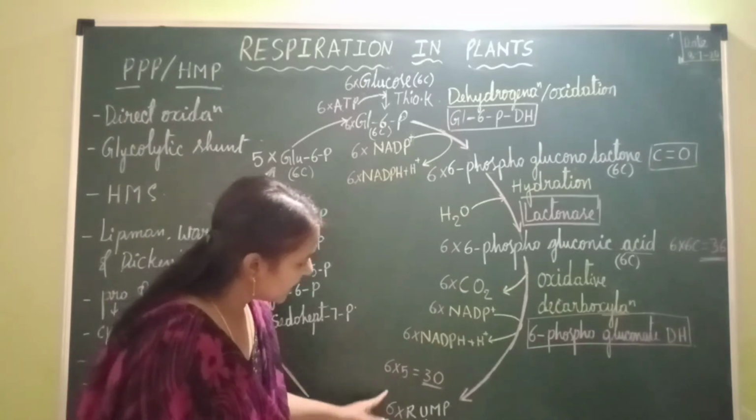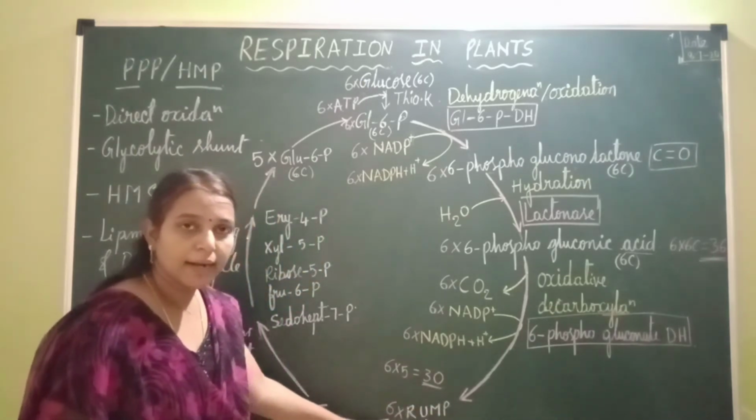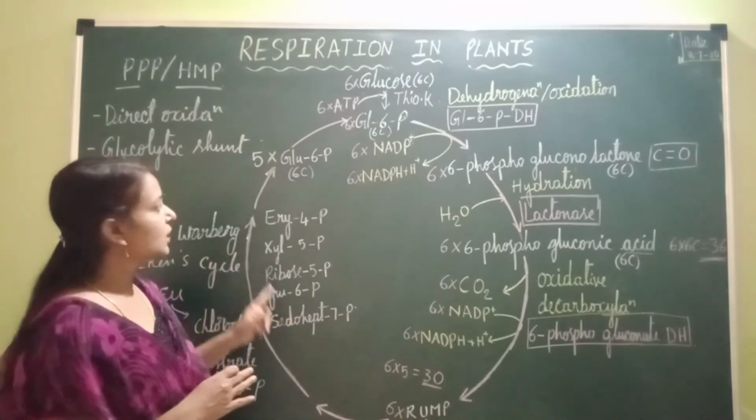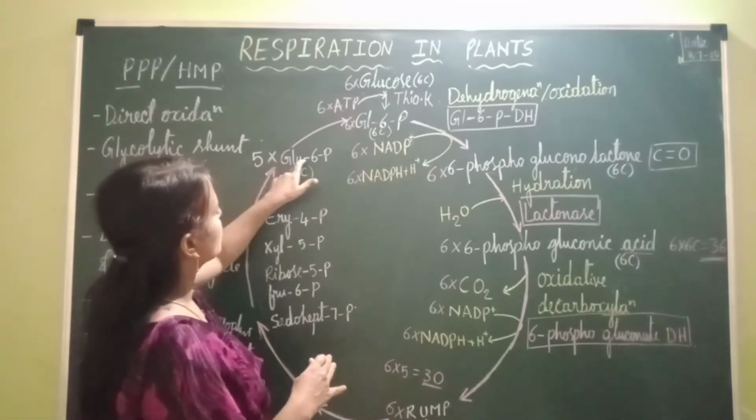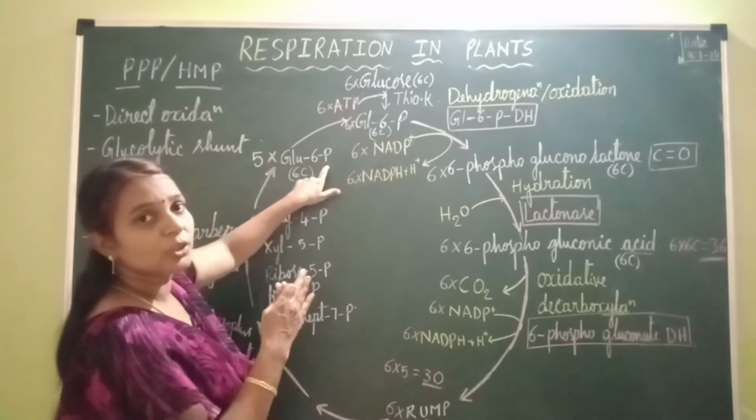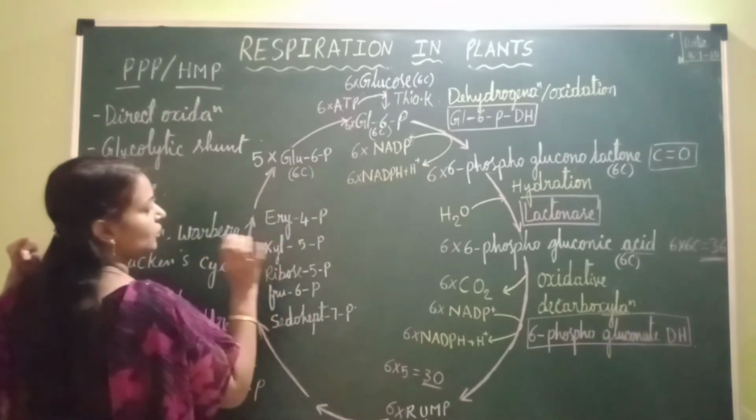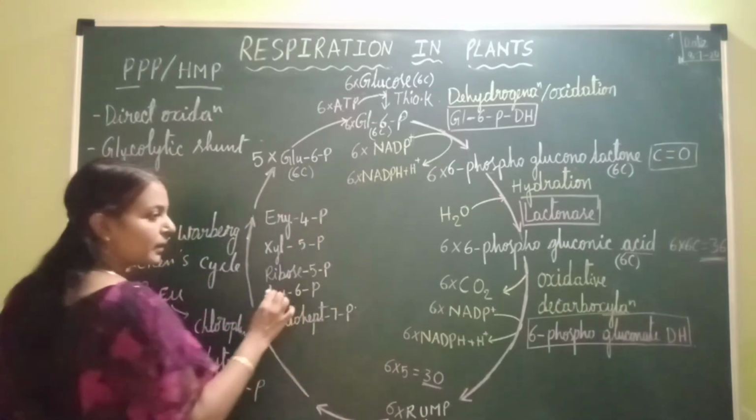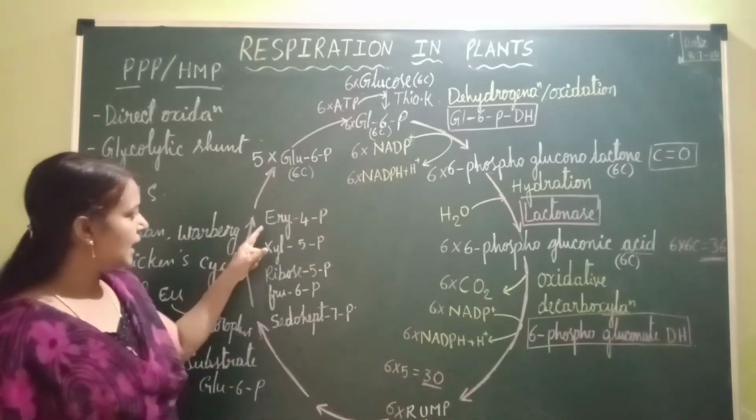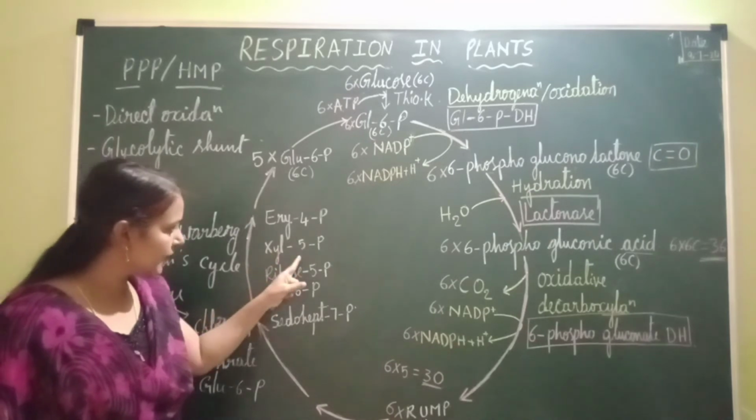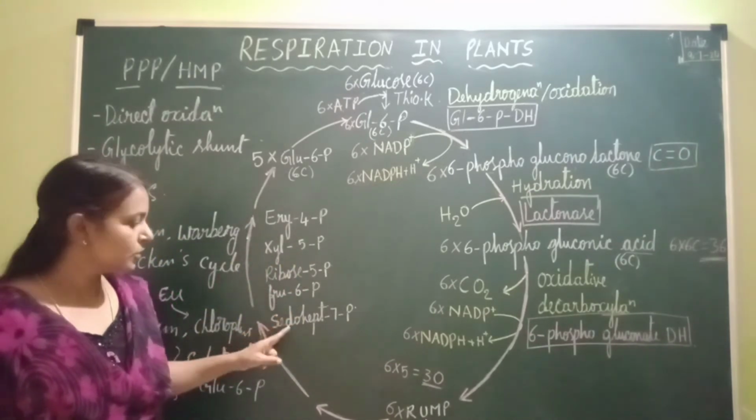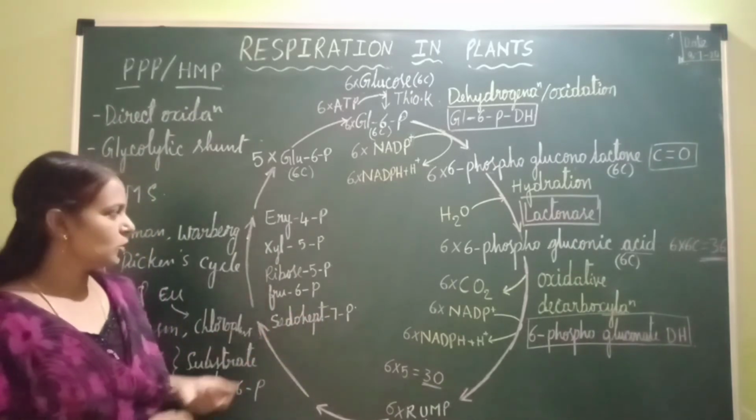So now the 6 molecules of RuMP undergo a series of reactions, regeneration into 5 molecules of glucose 6-phosphate. During this regeneration, different types of intermediates are formed. These intermediates are erythrose 4-phosphate, xylulose 5-phosphate, ribose 5-phosphate, and then sedoheptulose 7-phosphate and fructose 6-phosphate also.